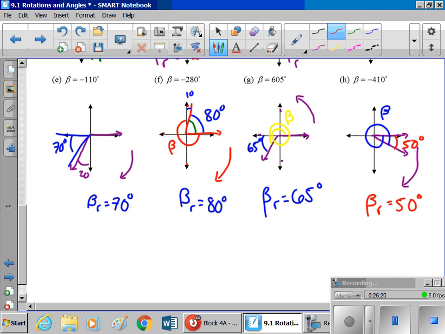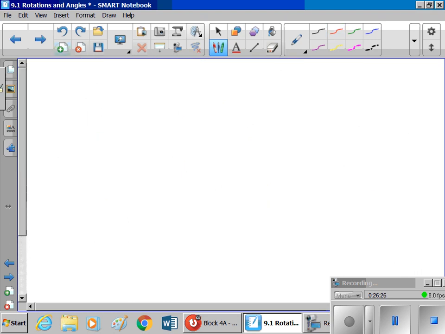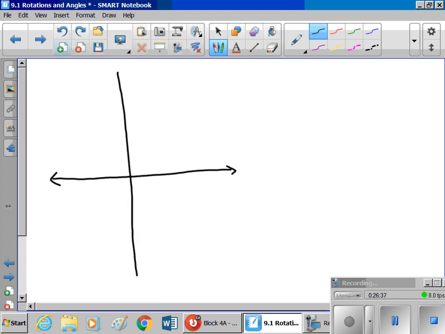Well, drawing this picture all the time can get a little bit cumbersome, so we're actually going to come up with a set of rules that we can use to calculate reference angles a little bit quicker. So say we have just a big old coordinate plane. And you can draw this on a loose piece of paper or in the margins. It doesn't have to be as big as this one, obviously.